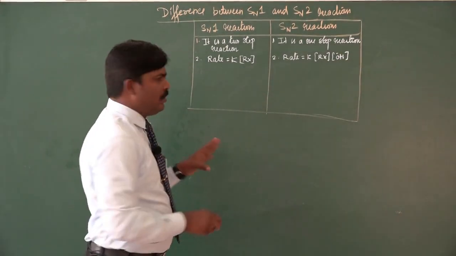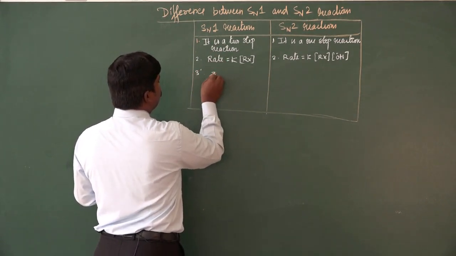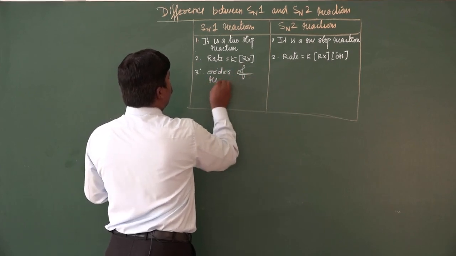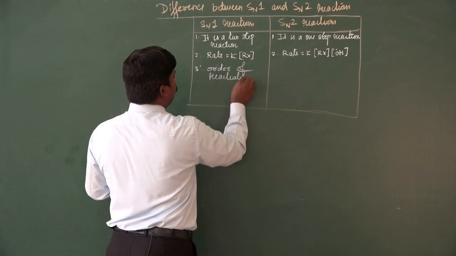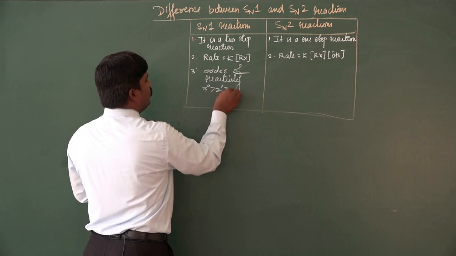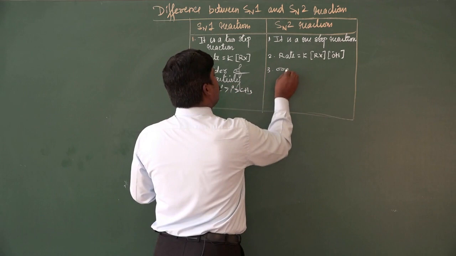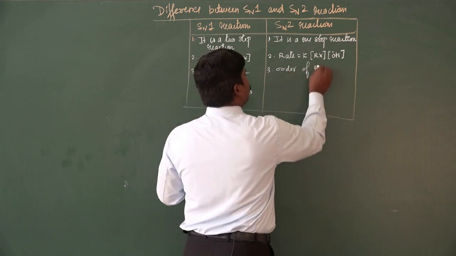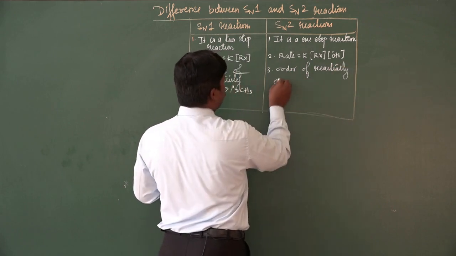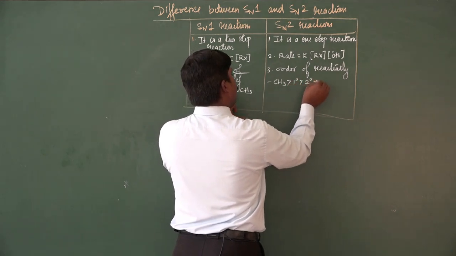The third difference we come across is the order of reactivity. In SN1 we know the order of reactivity is tertiary, secondary, primary, methyl. What about the order of reactivity in SN2? It is methyl, then primary, then secondary, then tertiary.